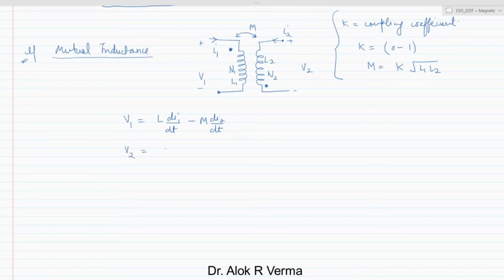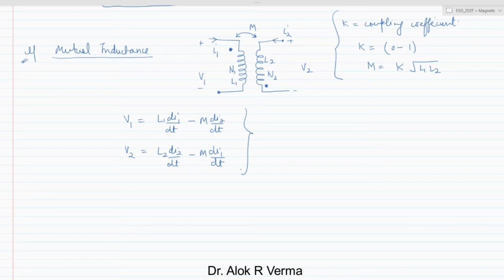Similarly, if you see V2, it will be L2 di2 by dt, which is the self component, and then the mutual component will be negative, minus M di1 by dt. So here the current is I1. The voltage appearing in coil 2 will come from the current I1, which will be induced through the mutual inductance M. So this is how the equations will be written for mutually coupled coils. Once it is done, you can solve the circuit and then evaluate the parameters, whatever the questions are asking.